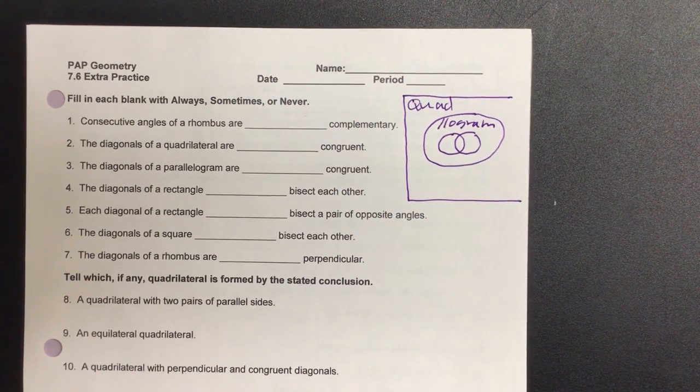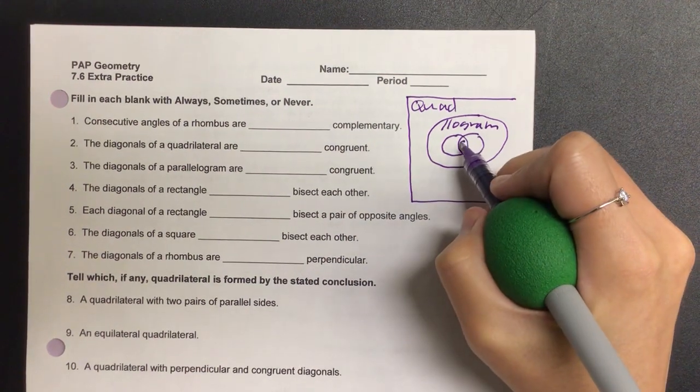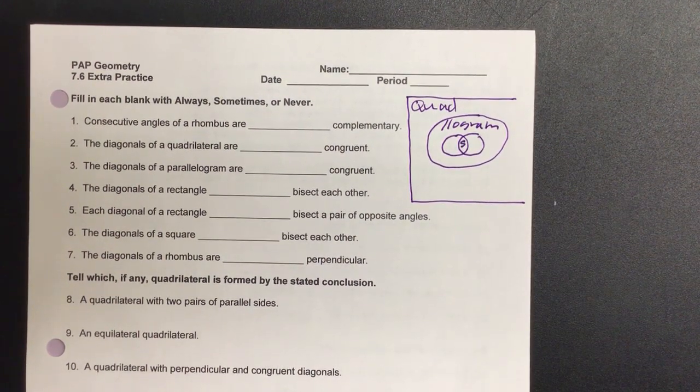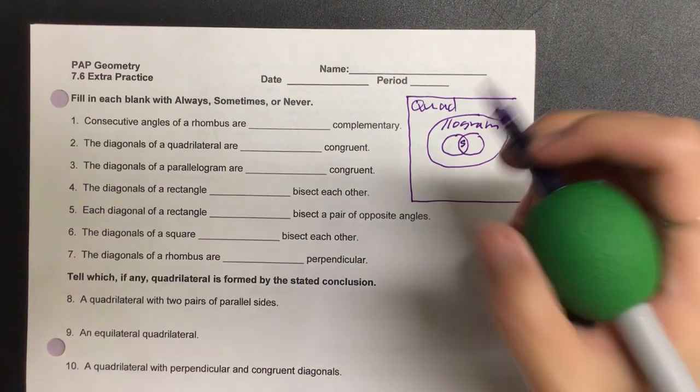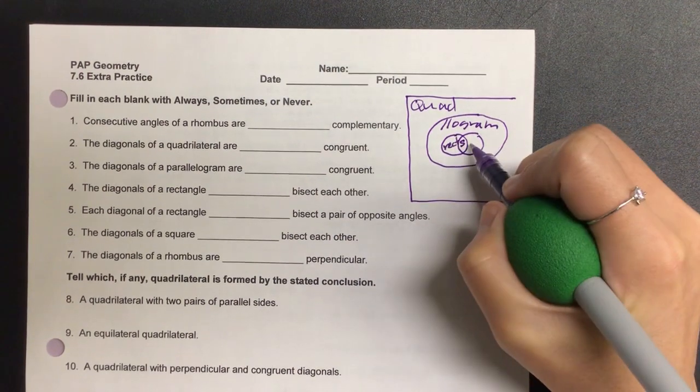What is the most specific figure from all the quadrilaterals? Square. So I'm going to write S for square. And there are two shapes that kind of share the quality of the square, which is a rectangle. And then what's the other one? Rhombus.